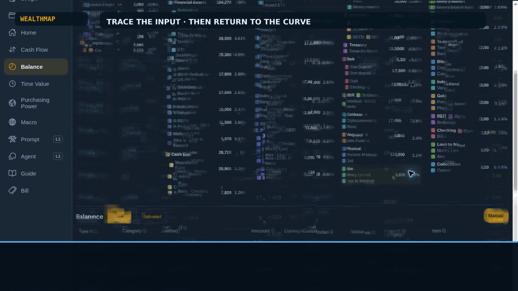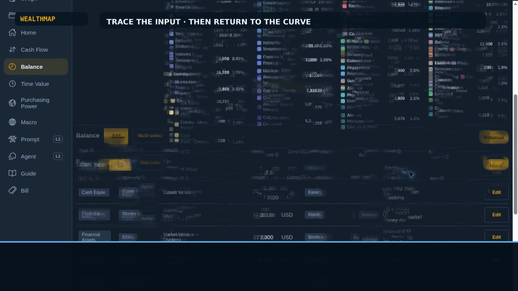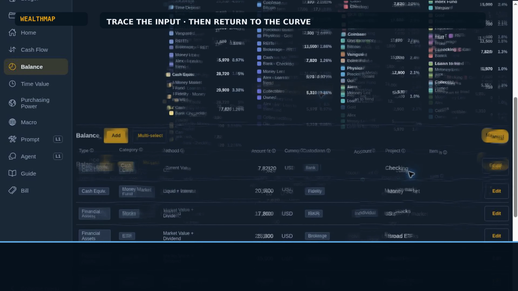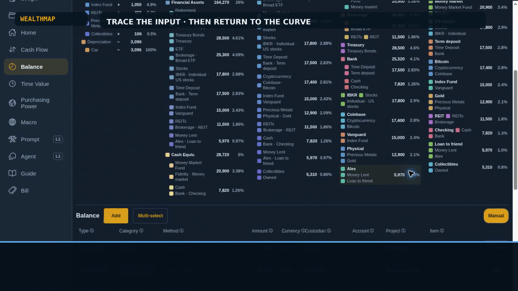When the result looks surprising, trace it back. Scroll to the underlying asset, liability, or cash flow row. Inspect the assumption, then return to the headline chart. A good dashboard lets you move from summary to evidence and back.